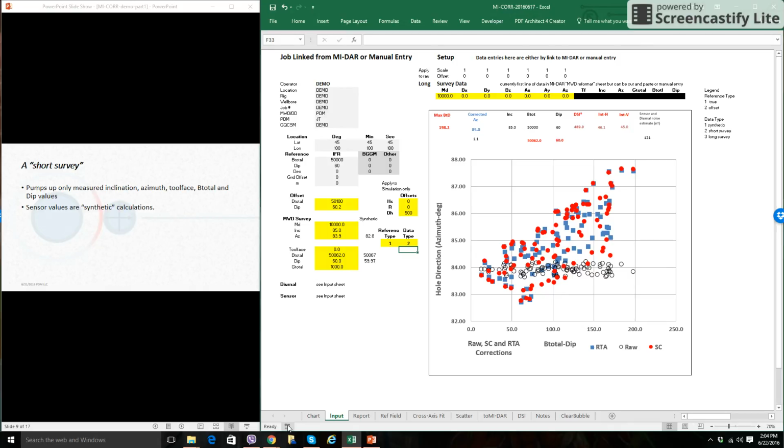In Part 2, we will see the effects of even a small error in the published reference field as used by an MWD engineer.